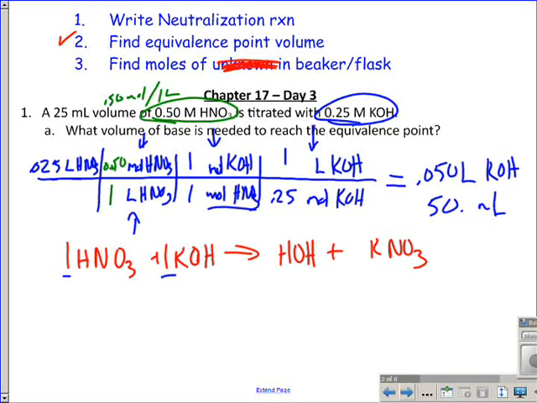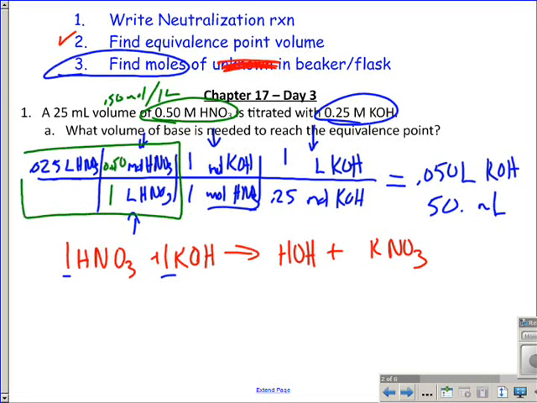Now, that's basically the first part. How do I calculate my volume at the equivalence point? Well, it's going to be 50 milliliters in this particular problem. Now, before we move on, up here, we're supposed to also find the moles that are in the beaker or the flask. Well, if you notice up above, that's exactly what I did right there.